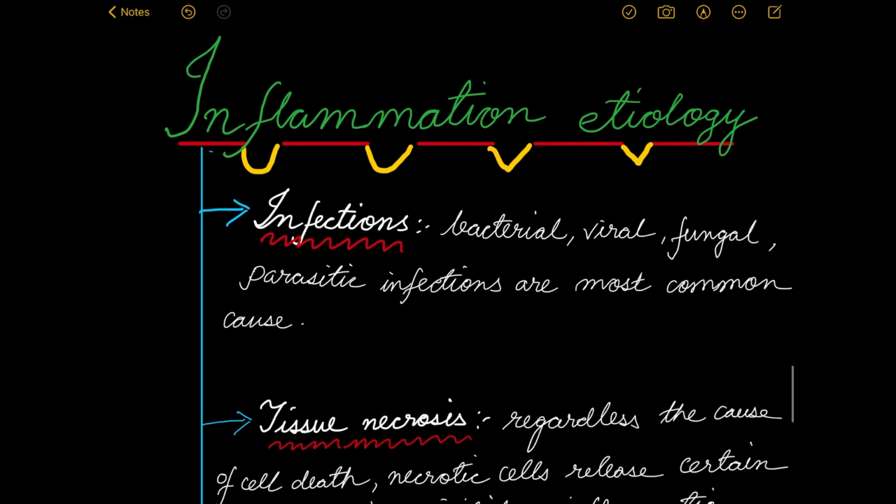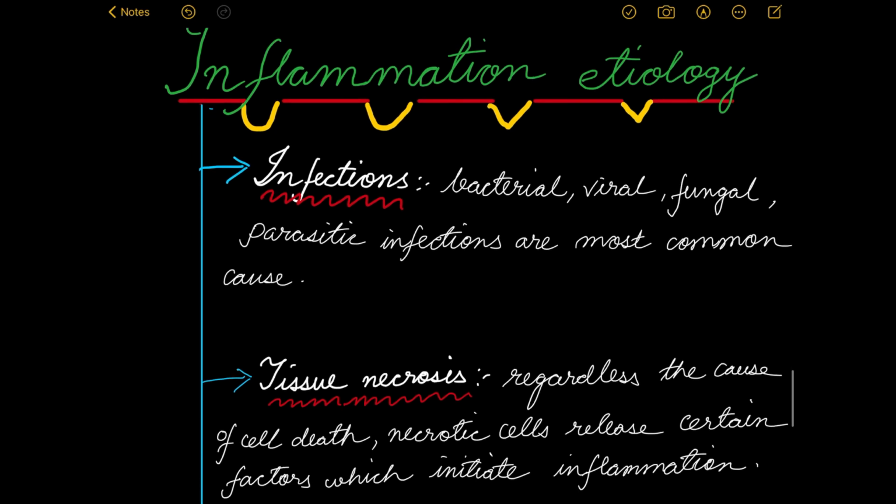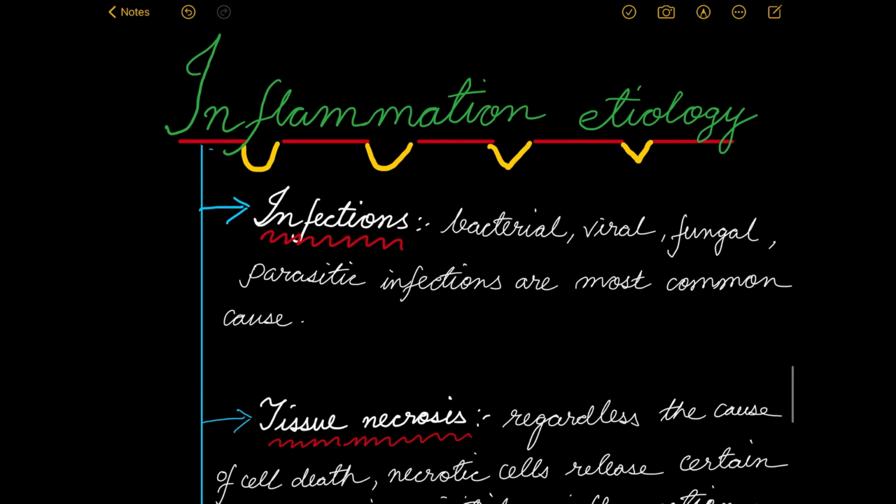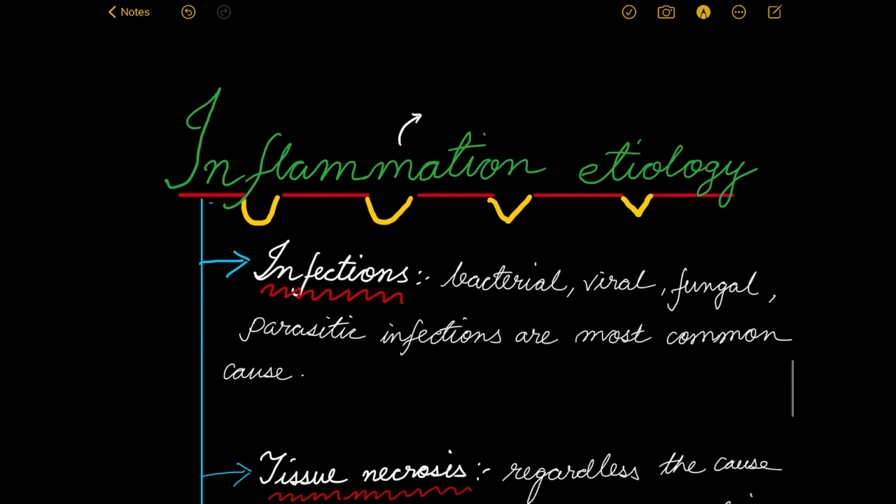Now, the etiology. This is what I was talking about. What are the causes for inflammation to take place in the first place? So, why is inflammation occurring? For understanding that, you need to go back to the definition of inflammation. I had mentioned that inflammation is what? It's a host tissue response, right? To what? That is what we'll be studying.